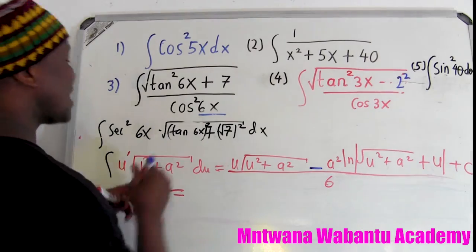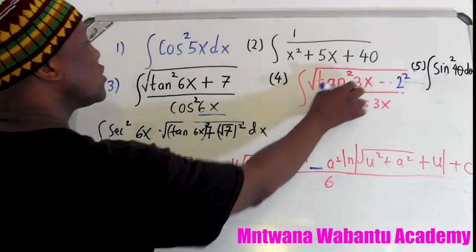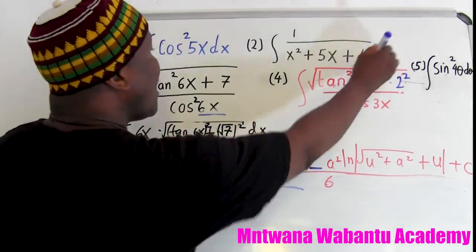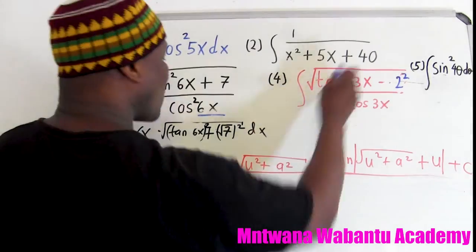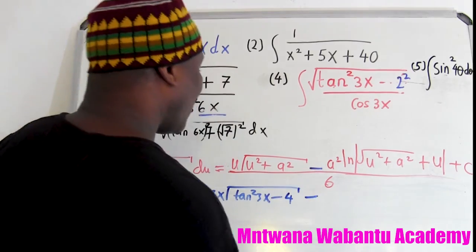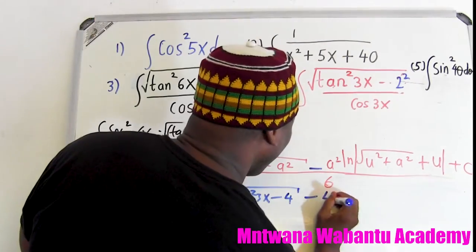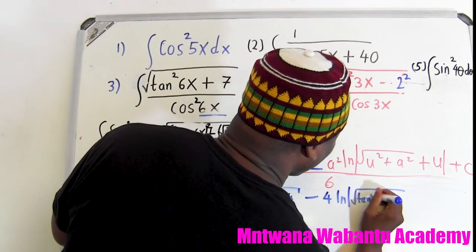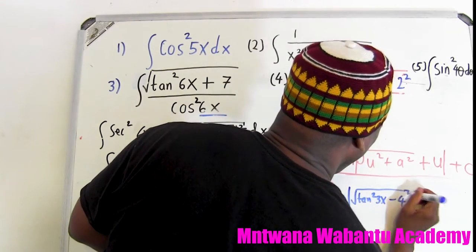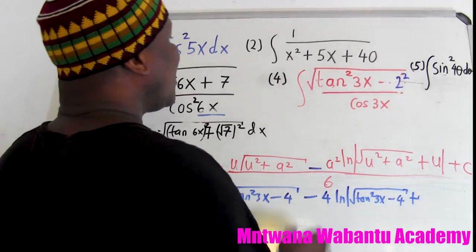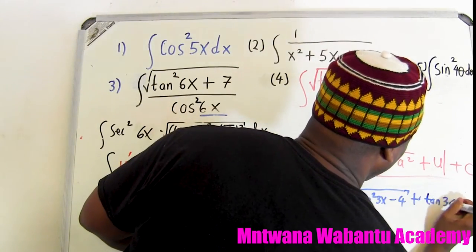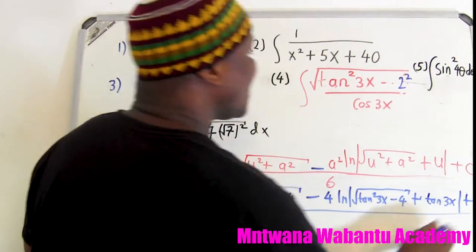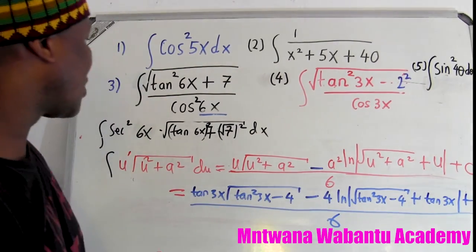What is that u? u equal to tan 3x, u is tan 3x with no square, right? And the square root, we write exactly, which is going to be tan square, minus a square. A square means 2 square root 4, it's equal to 4. And then the log absolute, square root, exactly right, tan square 3x minus 4, and then we plus u. What is that u? Our u equal to tan 3x with no square, because it's a u. Close your bracket, your absolute, plus c. Why we plus c? Because it's absolute, and we know it's over 6 for some reason, like I explained. So we're done with that question.